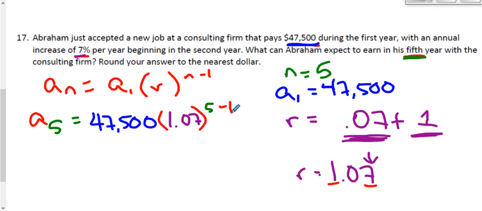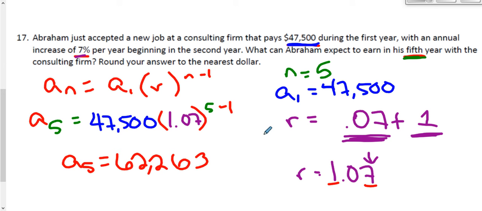When we plug this into the calculator, our final answer is going to be the amount of money he'll be making in his 5th year, a sub 5, which is 62,262.81. So we're going to round that to the nearest dollar, which is $62,263. Not bad for 5 years.